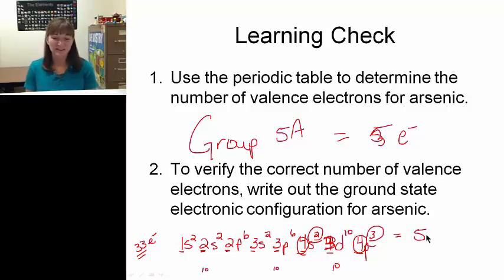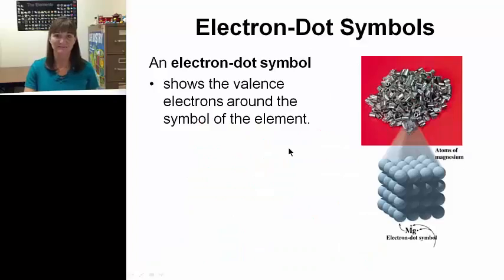So you can figure out that arsenic has 5 valence electrons by doing the electron configuration and looking for your outermost energy level, but the faster way is just going to be to go to your periodic table and look at the group number, and that'll tell you valence electrons.